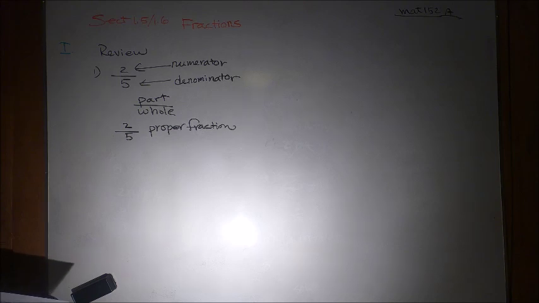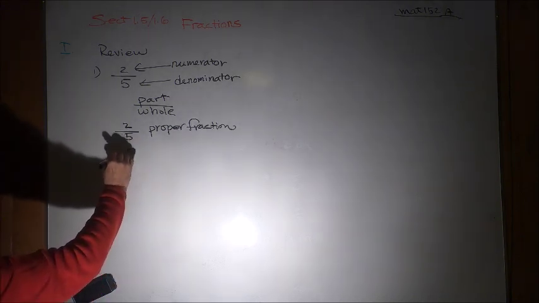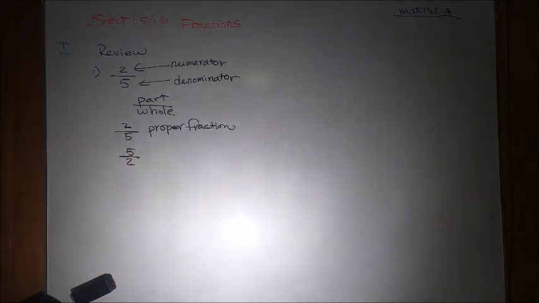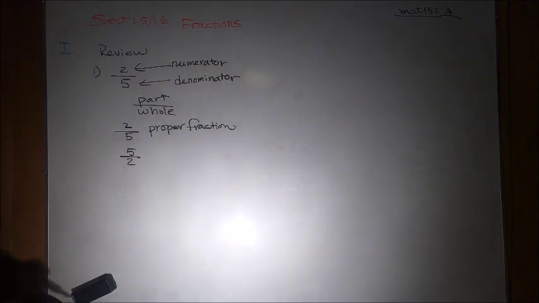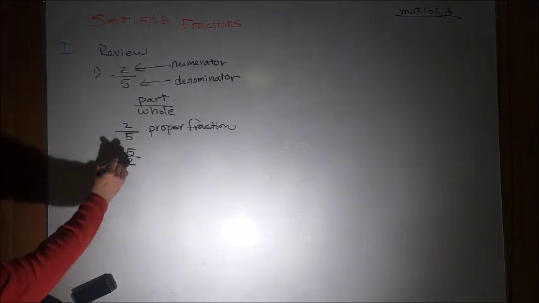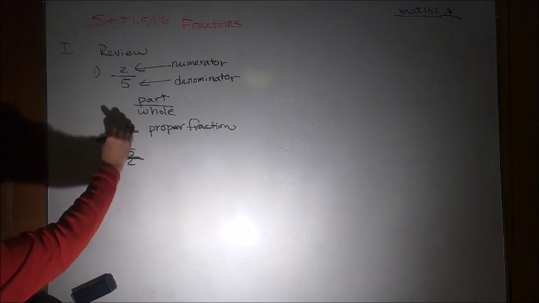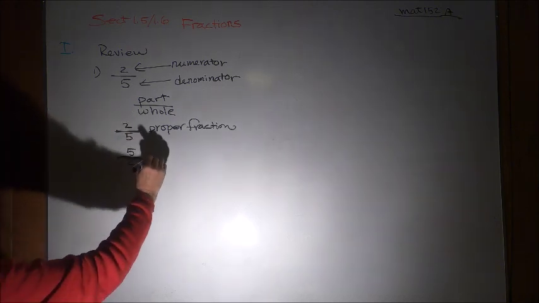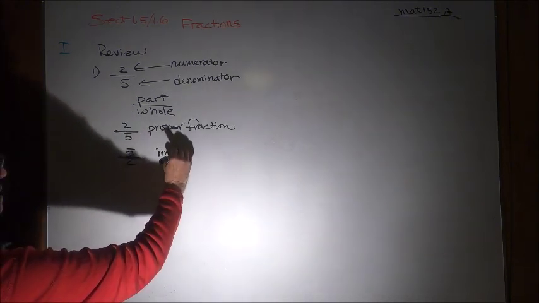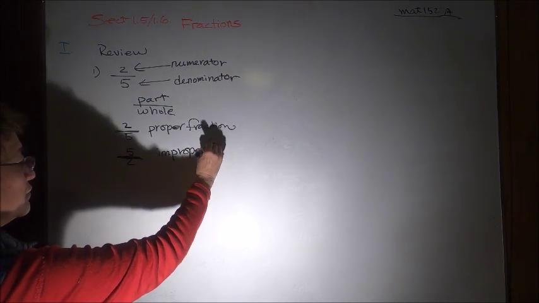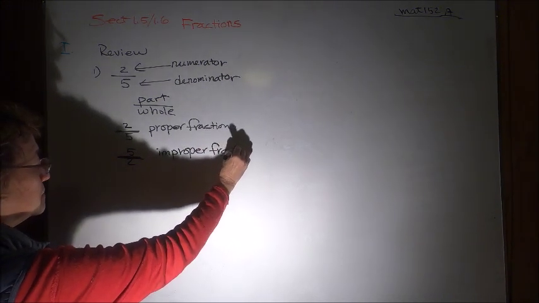But sometimes we write a what? 5/2. It's not the only portion, not a part of a whole anymore, which is what? More than a whole. But it's still fraction style if we write a line between. So we call them what? Improper fraction, right?